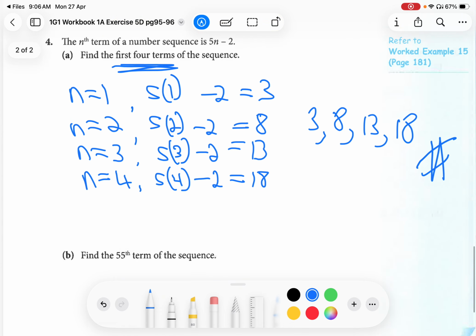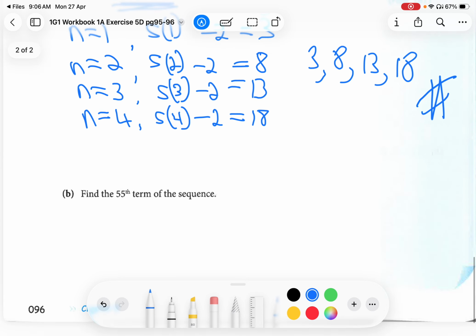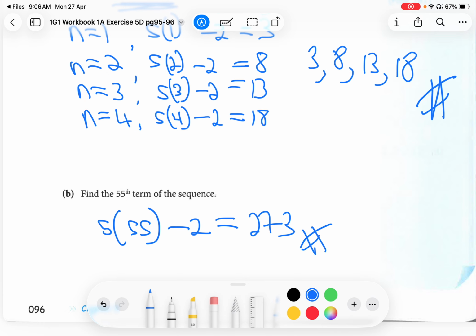Okay, find the 55th term. 5 times 55 minus 2, which is 273. And that's the answer. Okay, I'll give this a try.